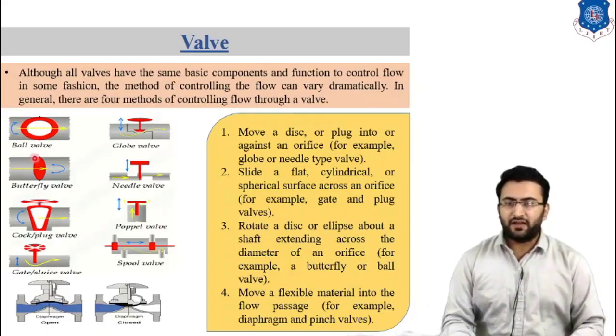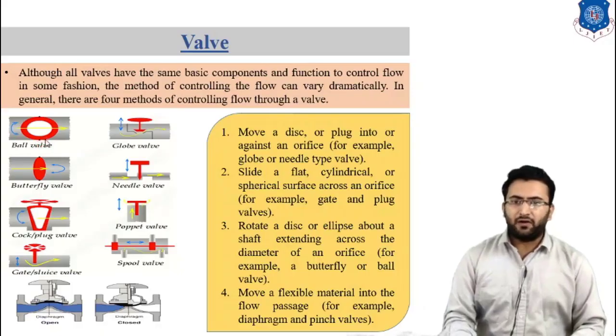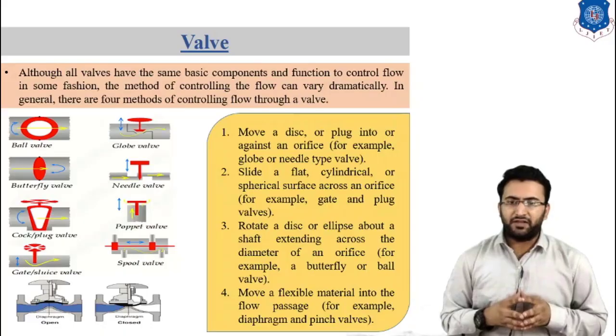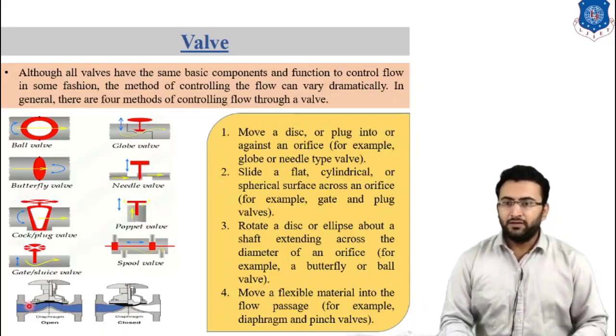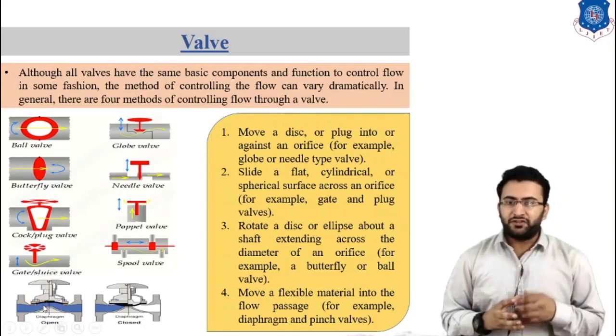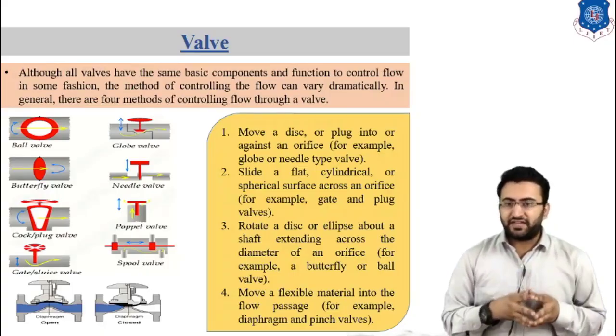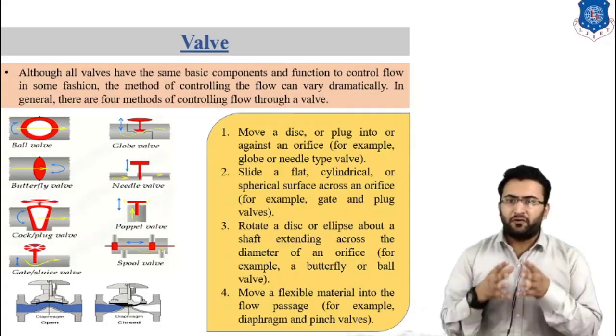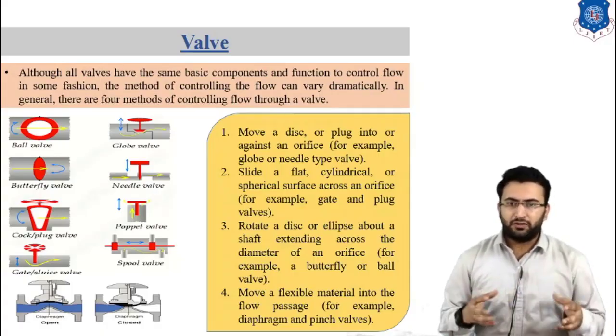So this is a butterfly valve or ball valve, in which a disc or ellipse rotates about a shaft extending across the diameter of the orifice. And the fourth method is to move a flexible material into the flow passage. For example, a diaphragm valve. This flat surface is a movable flexible material which moves in upward and downward direction to stop and start the flow through the passage. So this is all about the four methods of controlling flow through a valve.